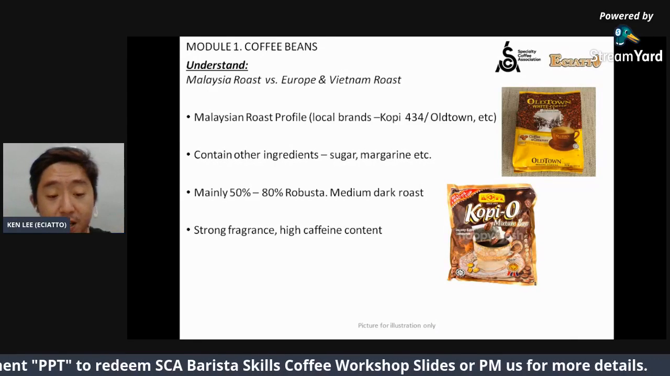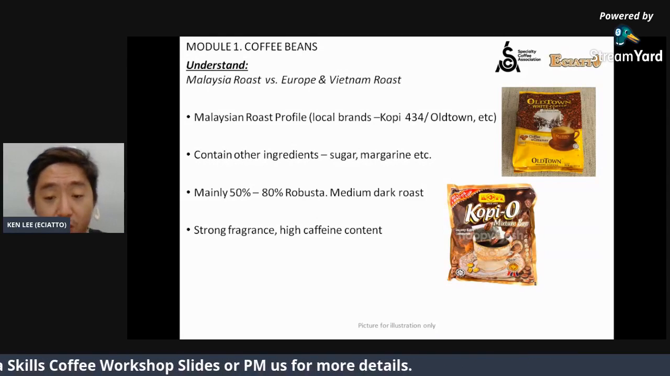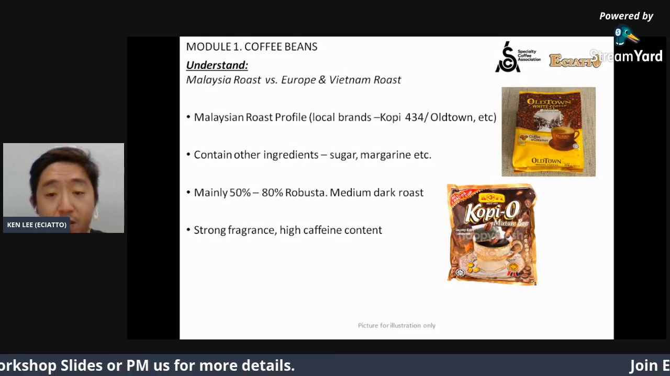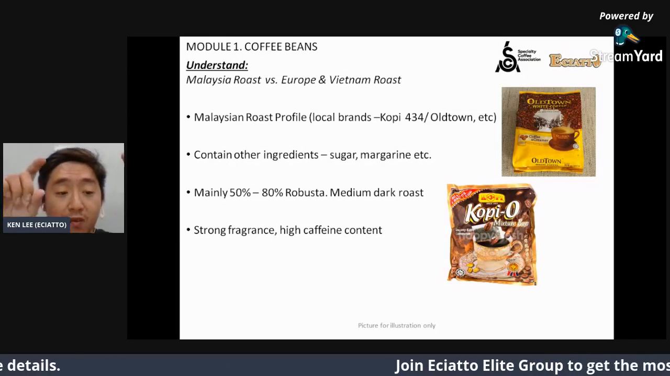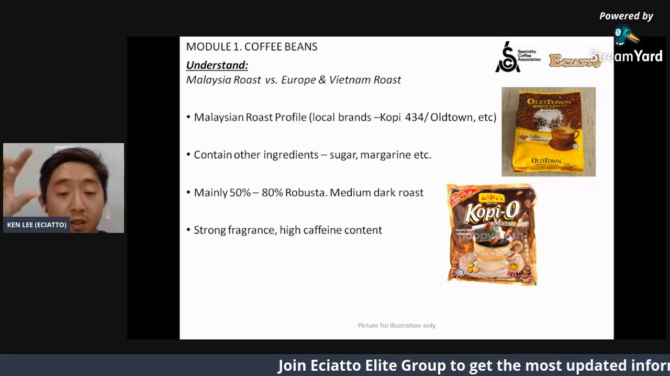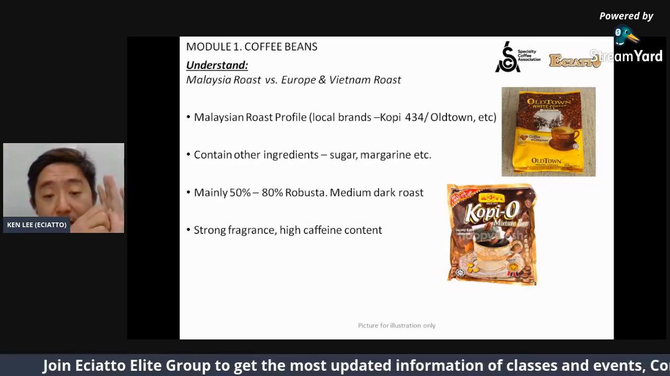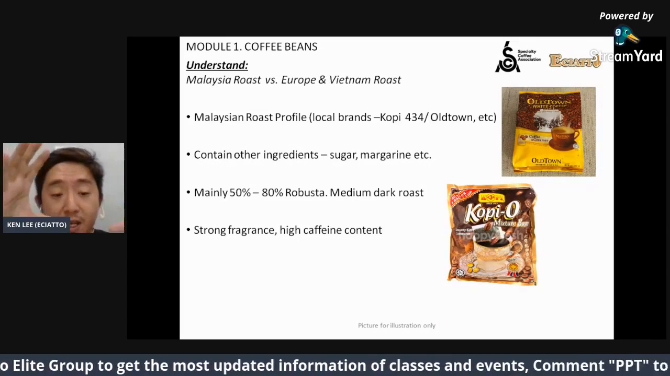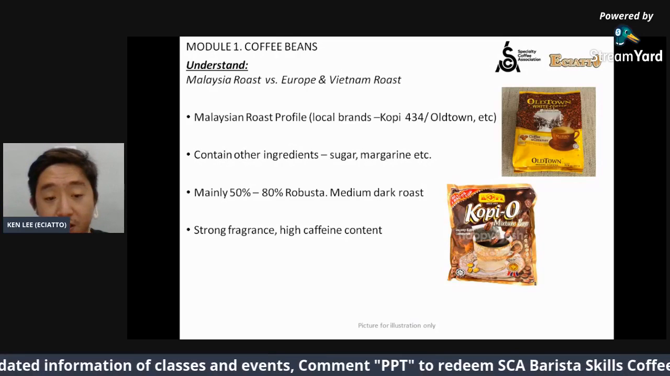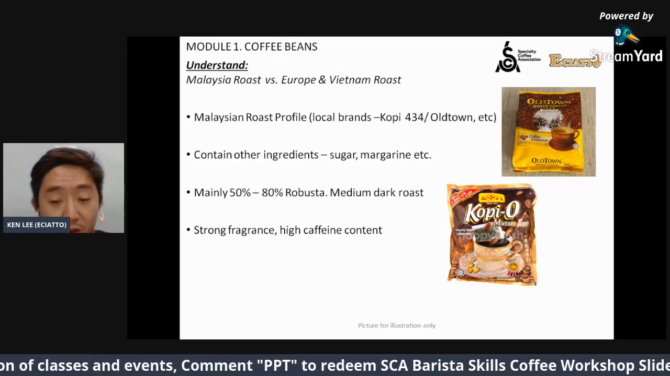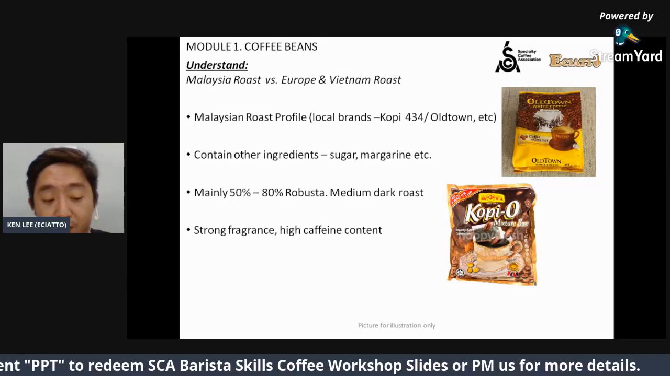First, it will be very strong because of the roasting. Local roast they will always roast very dark. Commonly you don't really see local coffee beans in the market. You only see local coffee powder. So the coffee beans are roasted, then ground into powder, then packed into a small packet or into very big tins, then sent over to all those kopitiams and supermarkets to put on the rack.